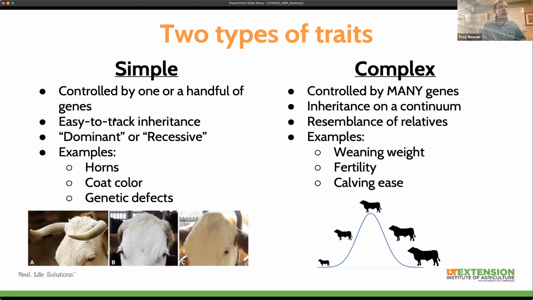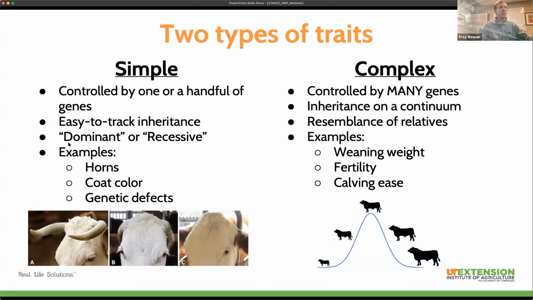And so simple traits are going to be traits that, when we look at the genetics that underlie them, are controlled by one or just a handful of genes, right? So they're simple in the sense that there's only one or two or maybe three different places, when we look across all of the animal's DNA, that dictate the inheritance of that particular trait. So what that means is that these things are fairly easy to track the inheritance of, right?